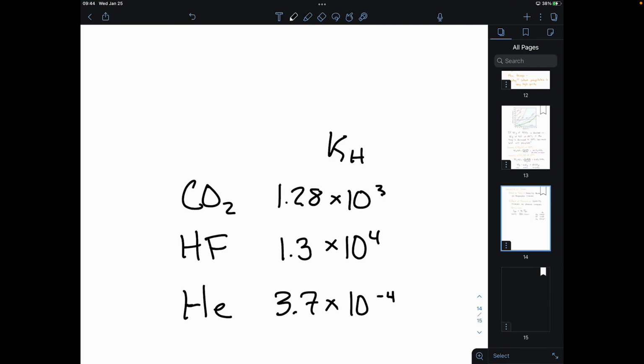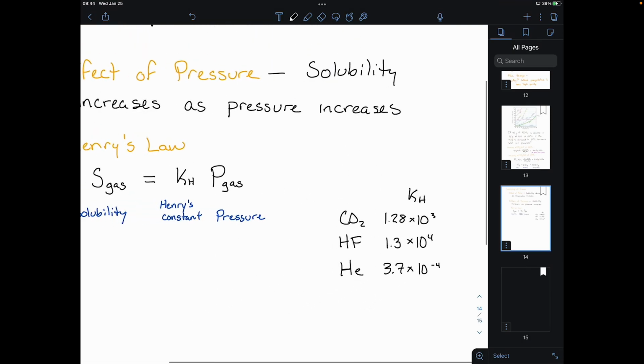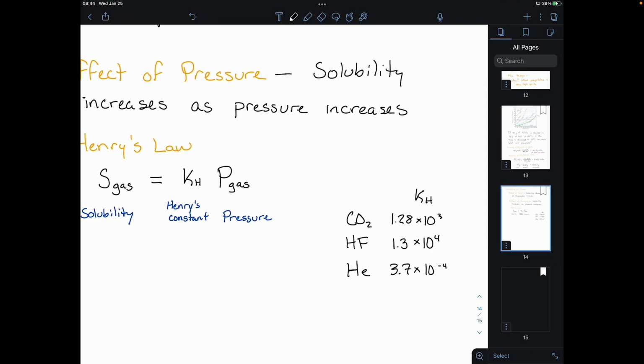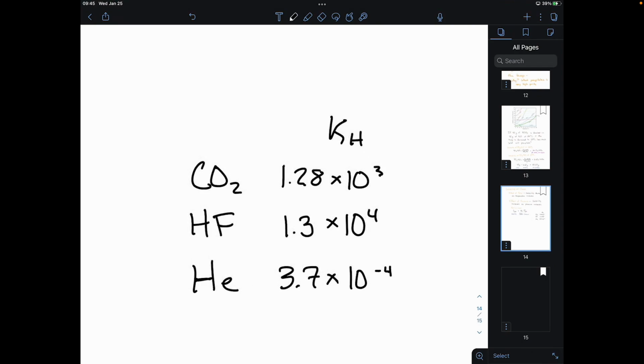All right. So we see we got pretty different values here for these gases. I want everybody to take a second and see if you can figure out why they would trend like this. First of all, the larger the value for KH, the more soluble the gas is. If you just look at your equation here, if you had, let's say, 1 atm of a gas, then the higher the value of KH, the higher the solubility. So which is our most soluble gas here? HF. And which one's the least soluble gas?